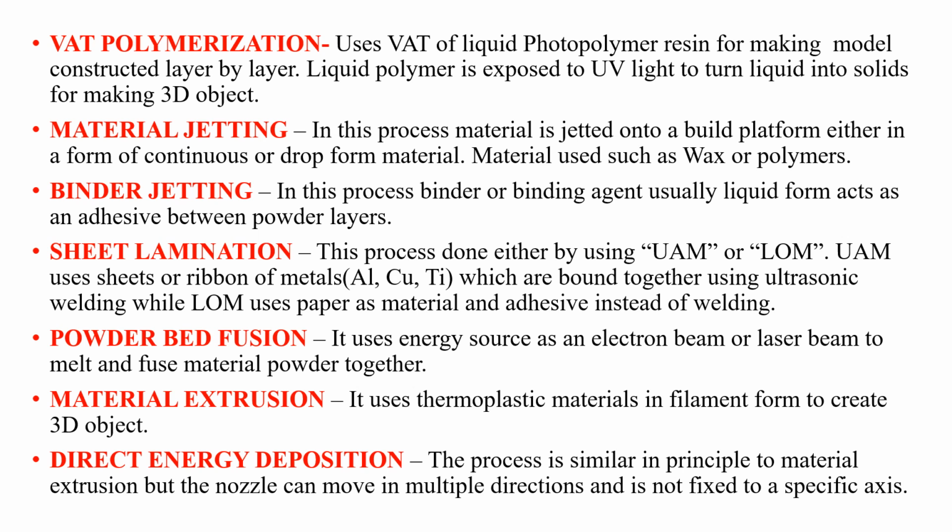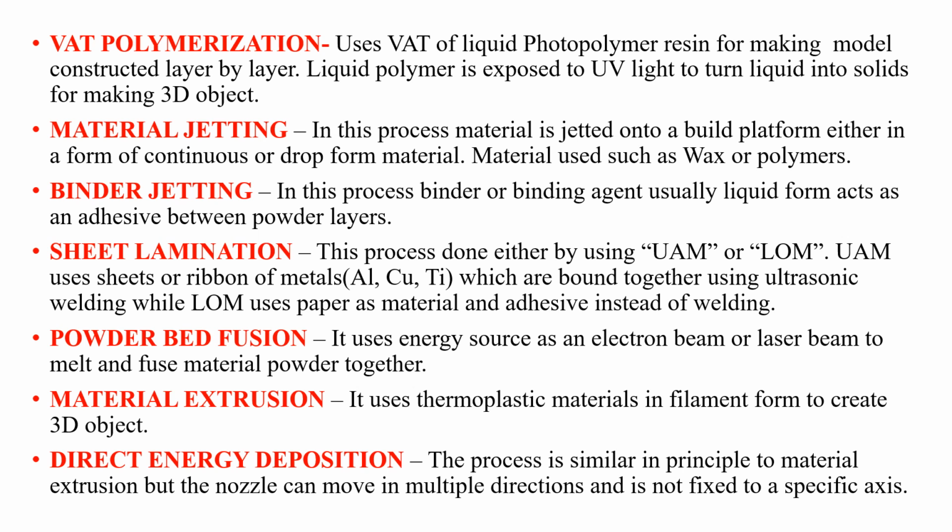Next one is binder jetting. As the word indicates, it uses a binder or binding agent, usually liquid, to stick two powder layers. So that acts as an adhesive between the two powder layers, hence it is called binder jetting. Next one is sheet lamination. As the word indicates, it uses a sheet, which can be of paper or of metal. And as we know, there are two subtypes of sheet lamination, UAM and LOM.